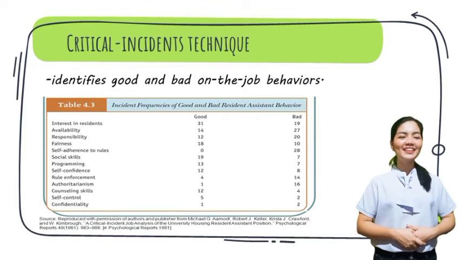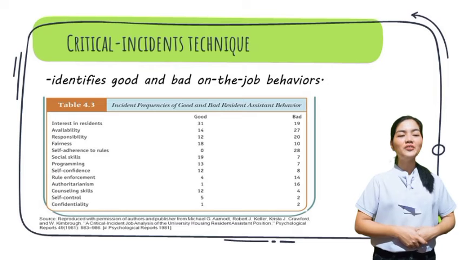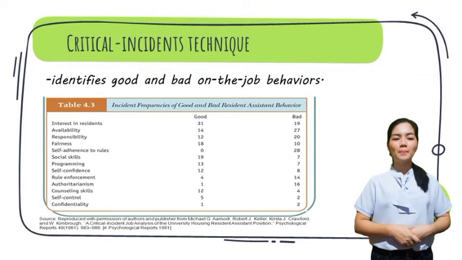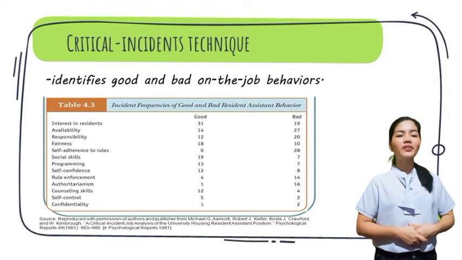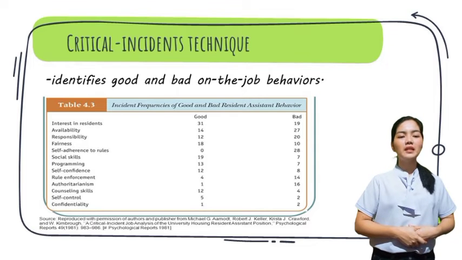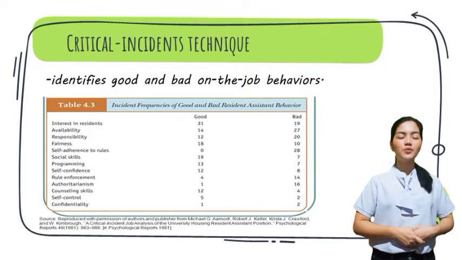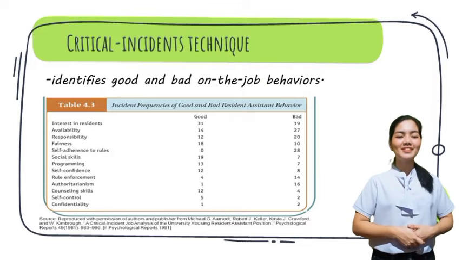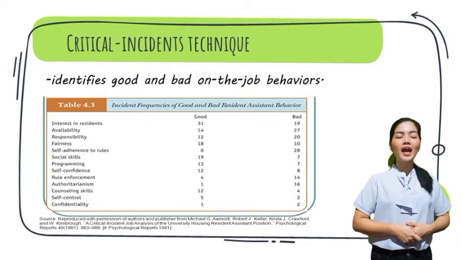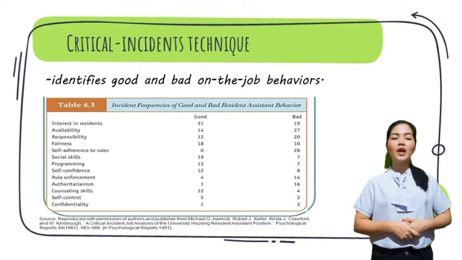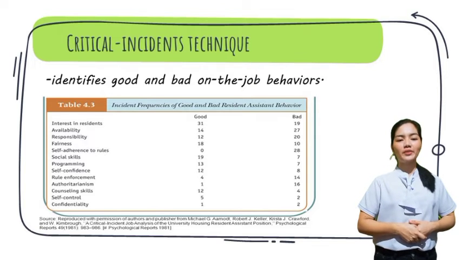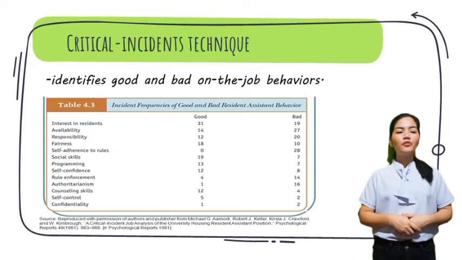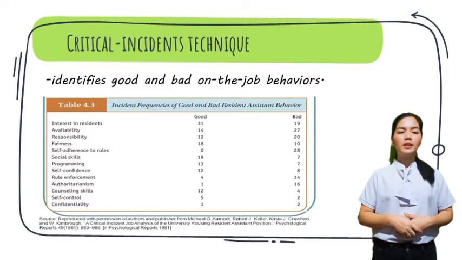Another method is the critical incidents technique. It identifies good and bad on-the-job behaviors. Job agents are asked to generate a number of statements that describe behaviors they consider particularly helpful or harmful for accomplishing work. Each statement includes a description of the situation and the actions that determined whether the outcome was desirable or undesirable. Here's an example of results from an analysis using the critical incidents technique.